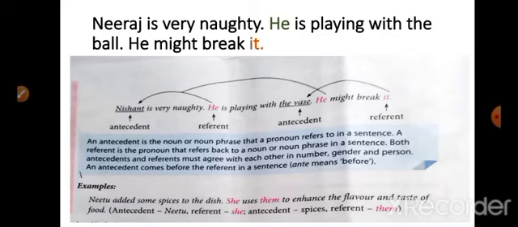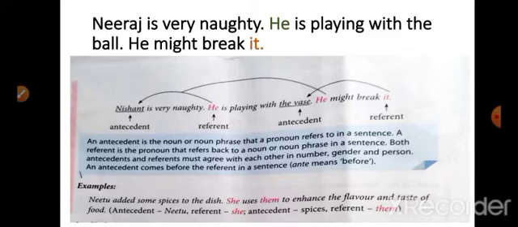An antecedent is a noun or noun phrase that a pronoun refers to in a sentence. A referent is the pronoun that refers back to a noun or noun phrase in a sentence. Both antecedents and referents must agree with each other in number, gender, and person. An antecedent comes before the referent in a sentence and means before.